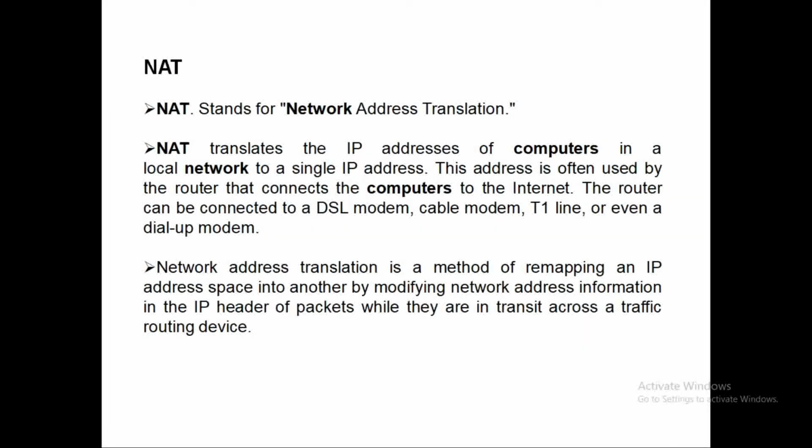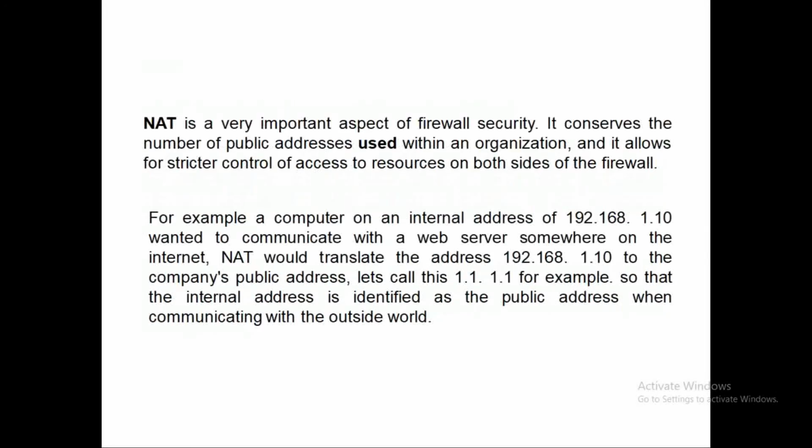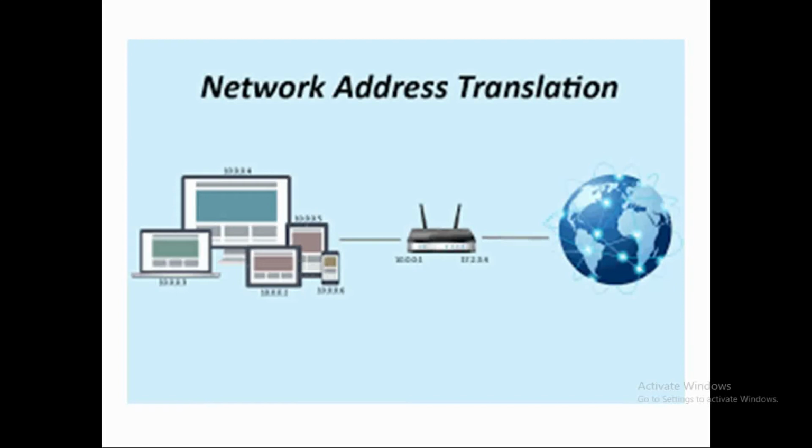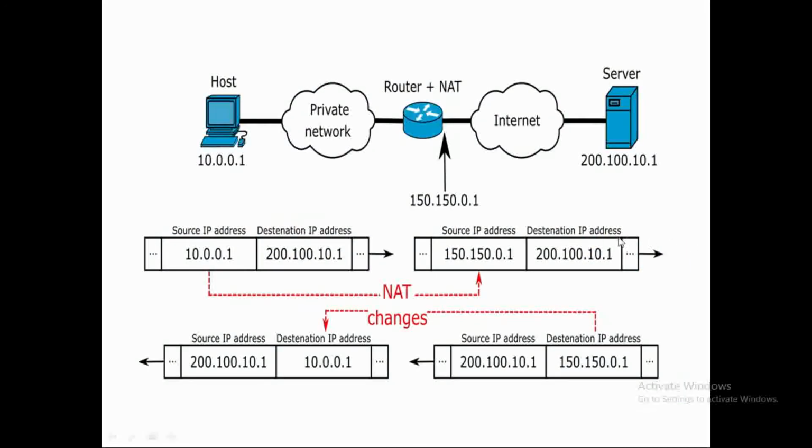Next, what is NAT? NAT stands for Network Address Translation. Basically it translates a set of IP addresses. NAT translates IP addresses of computers in a local network to a single IP address. It maintains a NAT table which is used to convert a set of IP addresses. So these are the set of IP addresses, and through NAT we can convert them to a single IP address.